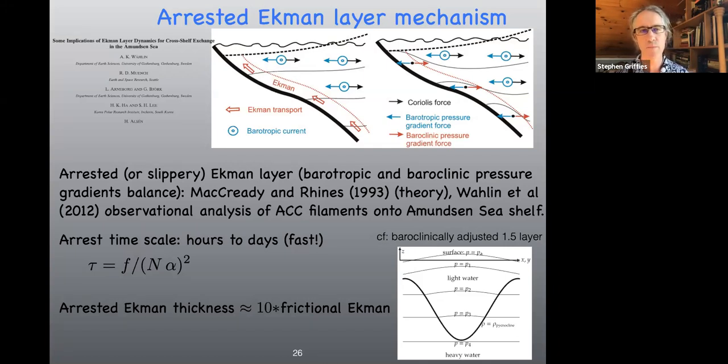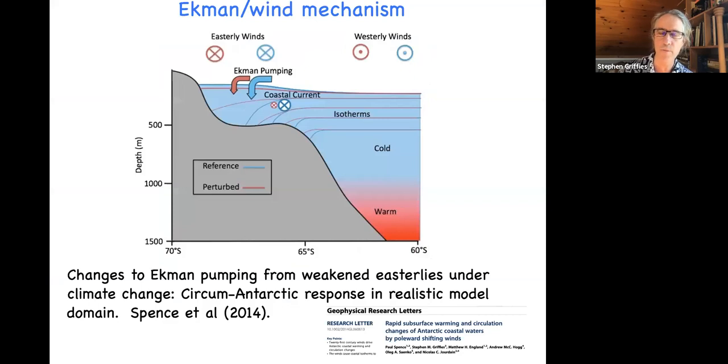And this is a nice schematic from Anna Wåhlin's paper in 2012, looking at arrested Ekman layer dynamics along the continental slope in the Amundsen Sea. But the gist of this is that even when you have a linear wave, say a coastal Kelvin wave that moves around the coast, you change the baroclinic pressure gradient off the coast, and that effect, when it hits the coast, can lead to what's called a baroclinic adjustment through arrested Ekman layer dynamics, which in this particular case can move the isotherms up the slope, just like this figure here for the time mean case.